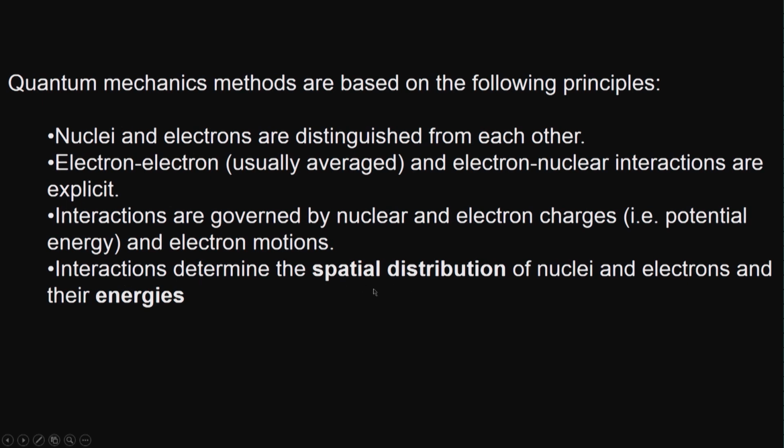So, the interactions determine the spatial distribution. If you want to find out the size and shape of the molecule, these are all determined based on nuclei and electrons and their energy. So, nuclear repulsions, electron repulsions, nuclear electron attractions and so on. That is what quantum mechanics methods are based on.